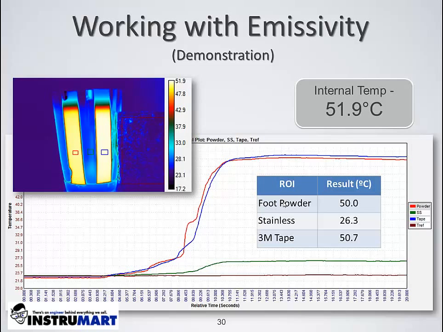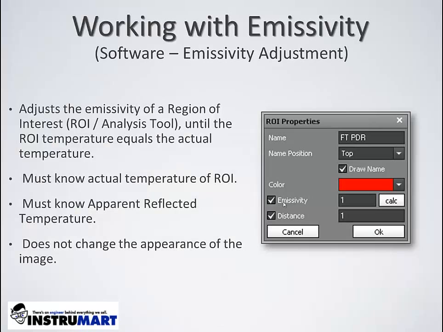Now, let's see how we can improve these measurements through emissivity correction. There are essentially 2 methods for doing this. The first method is simple. It does require that I know the true temperature of our target, which in this case is the internal thermocouple measurement of 51.9 degrees C.